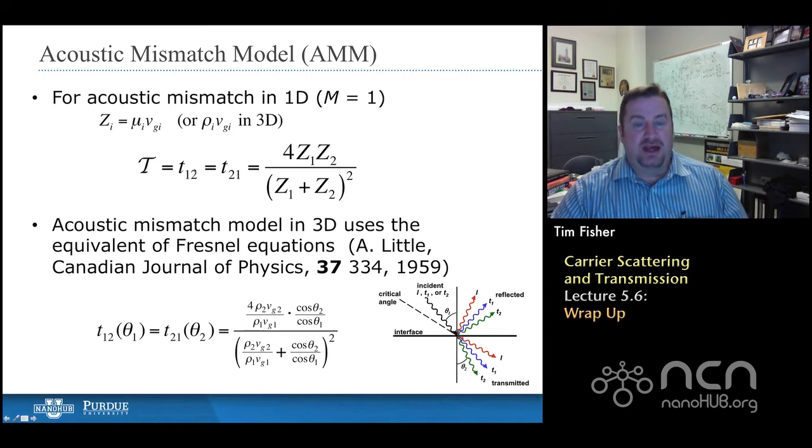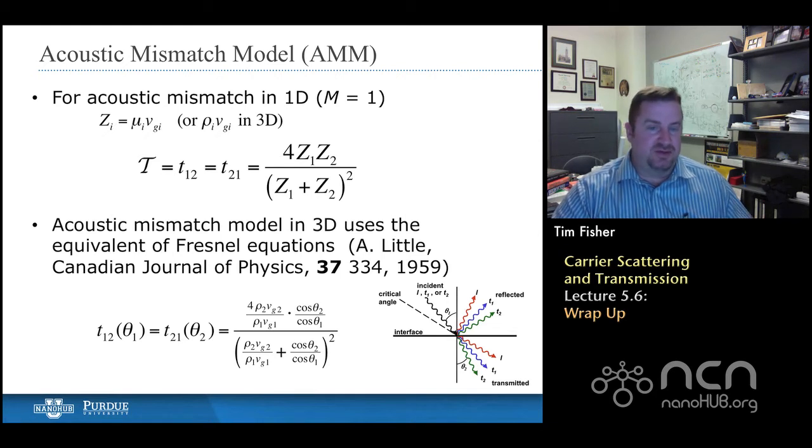It's the product of mass density and velocity. And in that case, we found that the transmission function, or the transmission coefficient, that's that script T, equals the transmissivity T12 and T21. Those are the two transmissivities from side 1 to side 2 and side 2 to side 1. Those could both be expressed simply in terms of the acoustic impedances of the two media. That was for a one-dimensional problem.